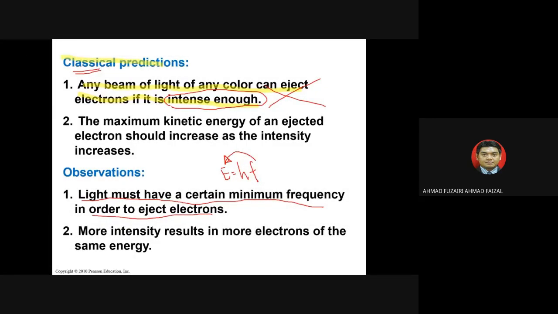And then, the maximum kinetic energy of an ejected electron should increase as the intensity increases. And we know this is also not true, but more intensity results in more electrons of the same energy. So this observation is in accordance with the quantum mechanics theory, whereas if we treat this according to classical theory, it's going to fail.